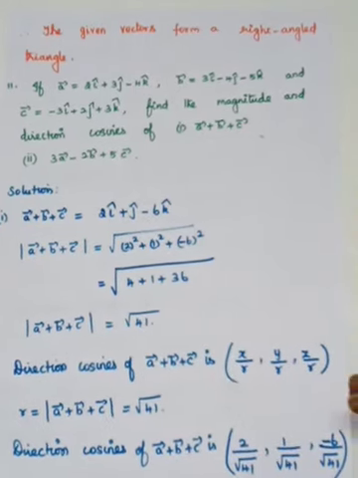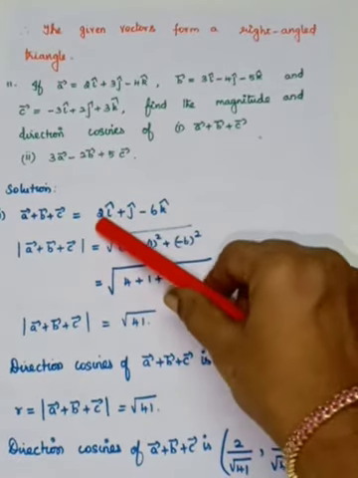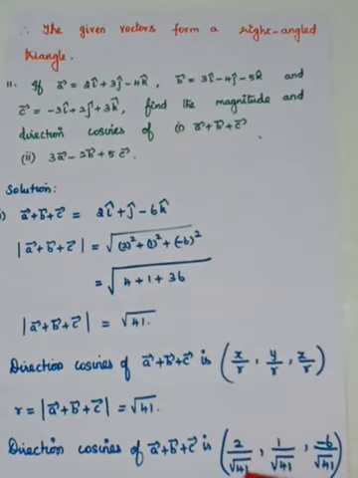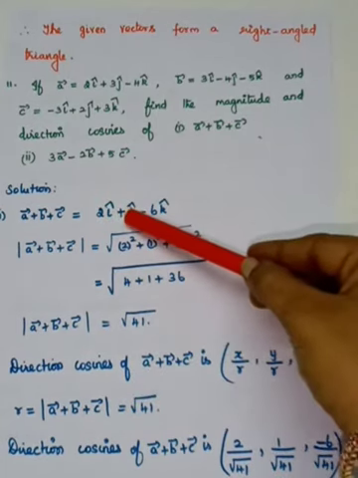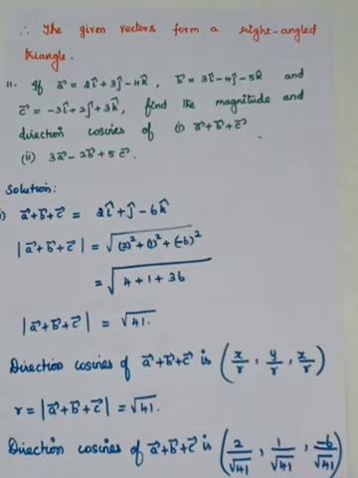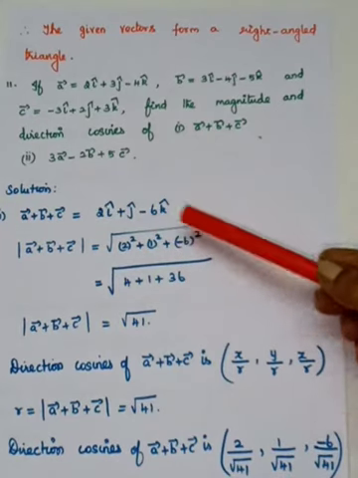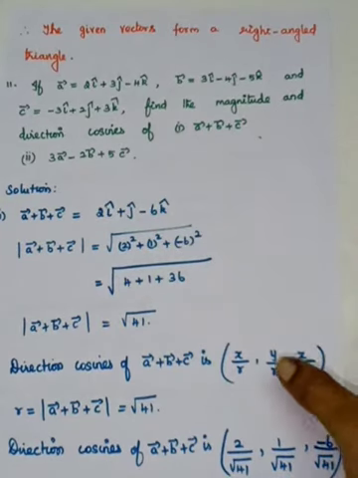So the direction cosines of this vector are: x is 2, so 2 by r. What is r? The magnitude, that is square root of 41. And y is 1, so 1 divided by square root of 41. And z is minus 6, so minus 6 divided by square root of 41.